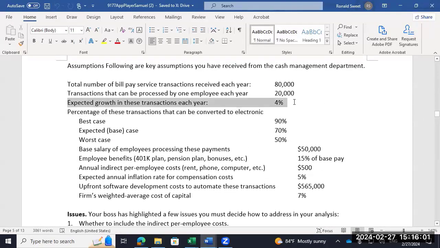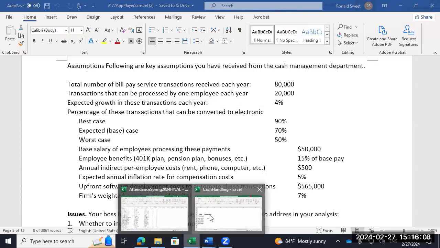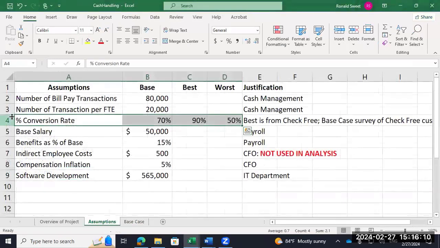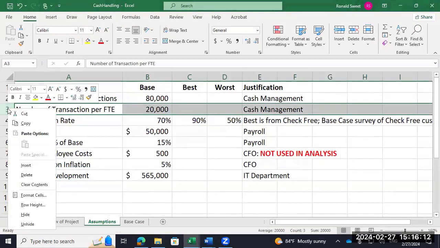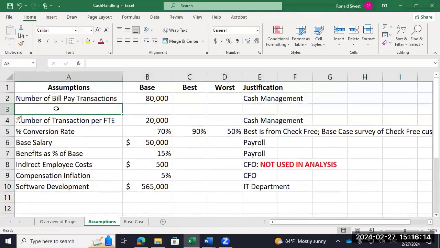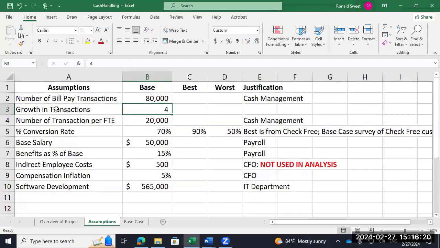All right. Sorry, I left that out. You'll have to add that back. Expected growth is 4%. So I'm just going to put in an extra line there. Growth in transactions, 4%. And I don't know where I get that from. Maybe cash management. All right. Sorry about that.